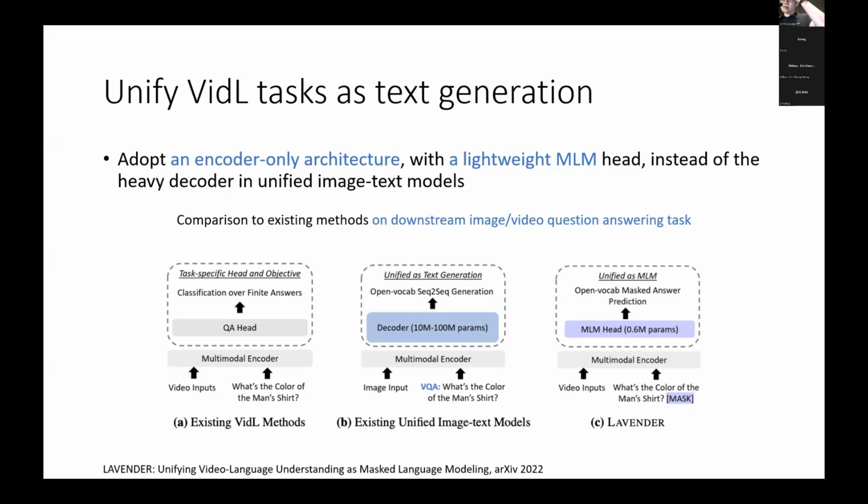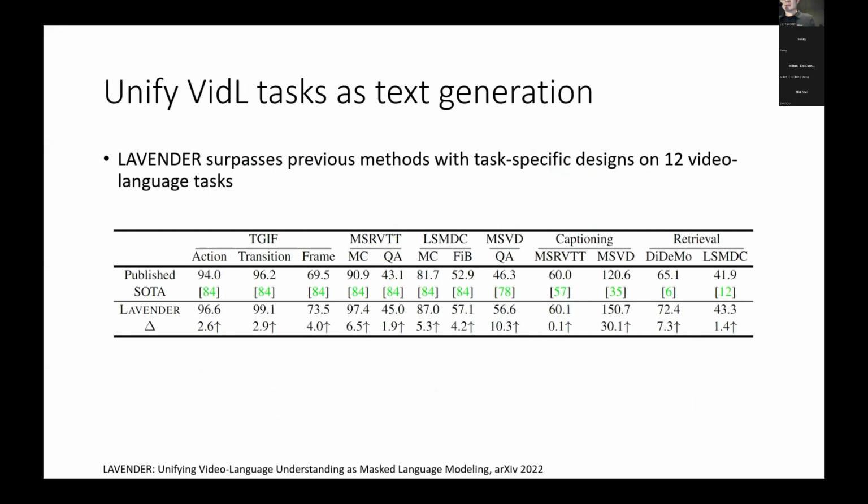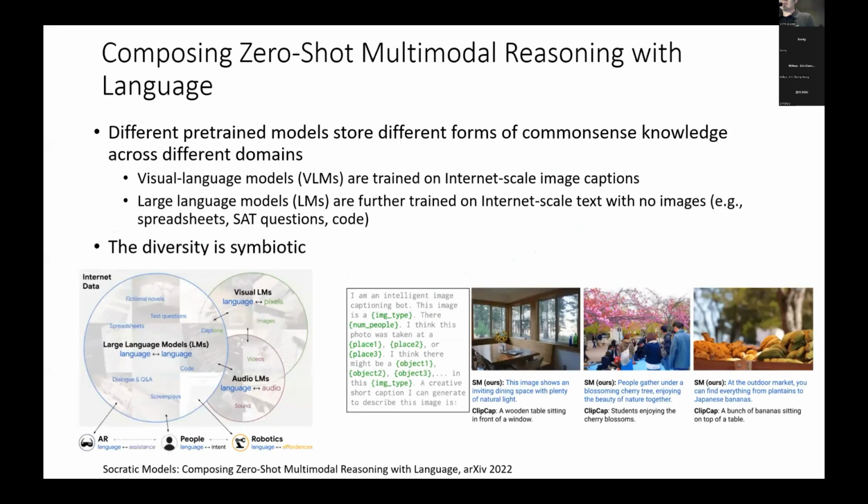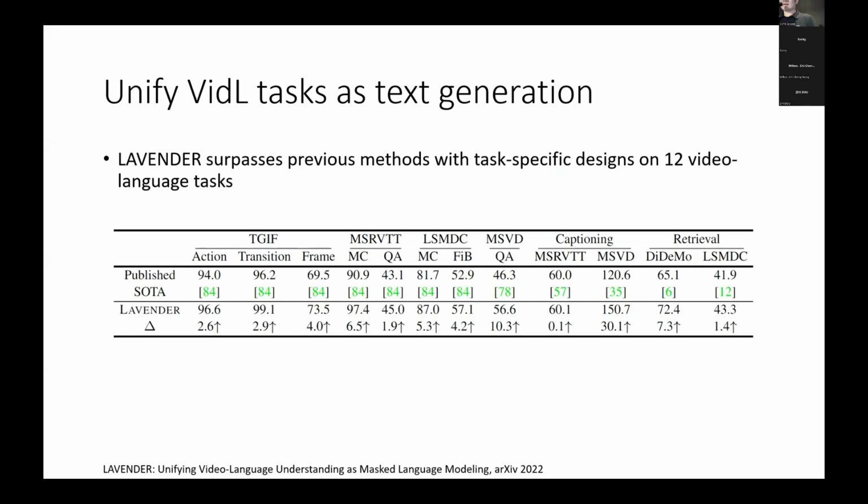So how effective is this method? The experiment shows that Lavender can surpass the previous methods with task-specific design. So this type of task-agnostic unification design can achieve state of the art on 12 different types of video language tasks. So it shows that this type of design can be very effective and also opens the opportunity to include more different types of tasks in a unified way.